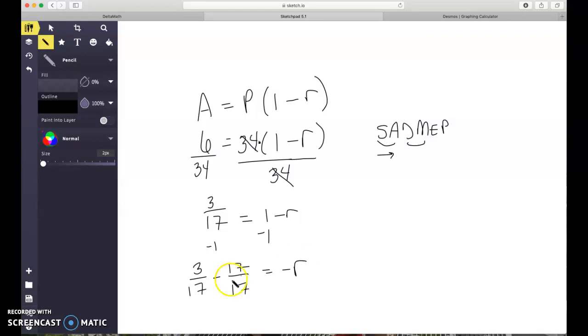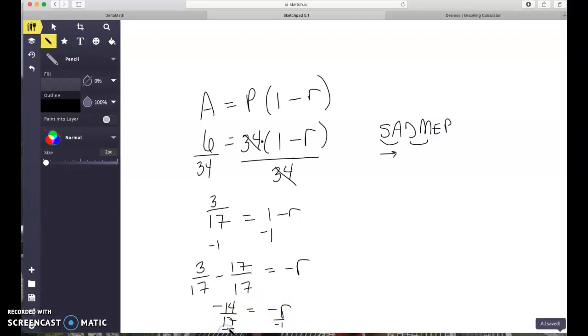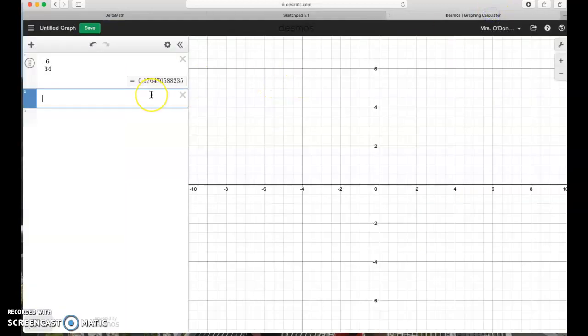We're subtracting. So we want to do 3 minus 17, because when you subtract fractions with a common denominator, you only work in the numerator, right? So 3 minus 17 gives me negative 14 over 17, which equals our negative rate. Divide both sides by negative 1. So I end up with 14/17 equals r. So I could go ahead and grab my calculator.